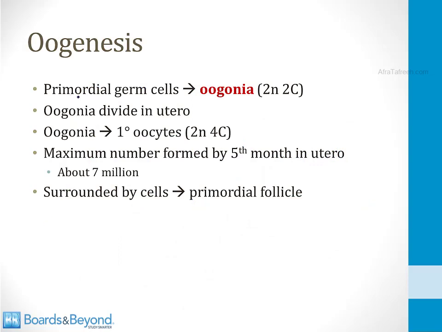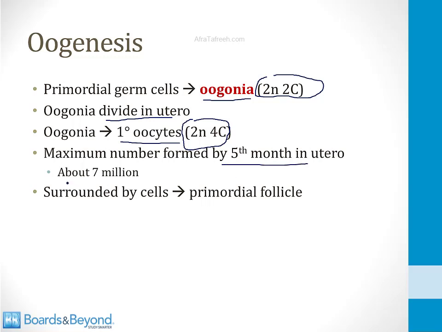Now let's talk about the process of oogenesis that occurs in females. So in females, the primordial germ cells form oogonia, which are 2N2C, just like the spermatogonia in males are 2N2C. But unlike in males, where spermatogenesis doesn't begin until puberty, oogenesis begins in utero. Those oogonia begin to divide in utero and form primary oocytes, which are 2N4C, just like the primary spermatocytes were 2N4C. And in fact, the female will form the maximum number of primary oocytes that she will ever have in her life by about the 5th month in utero.